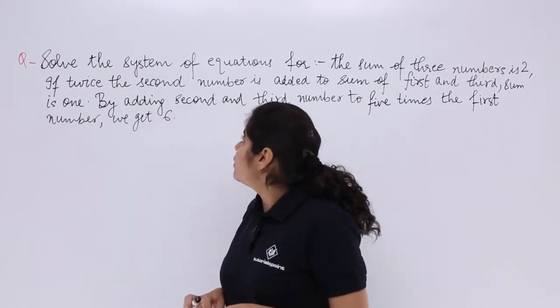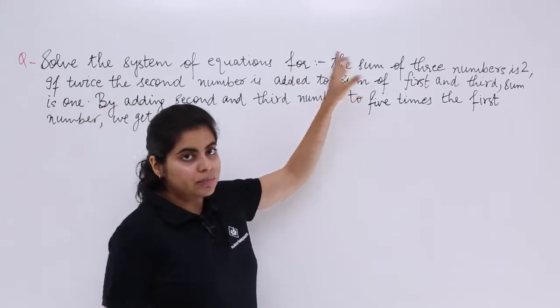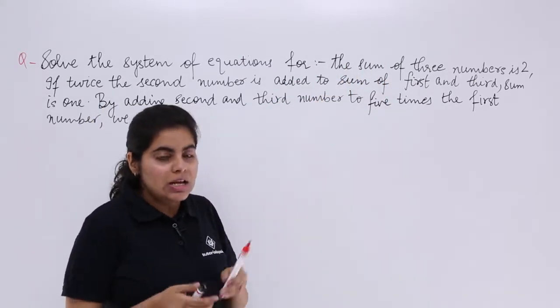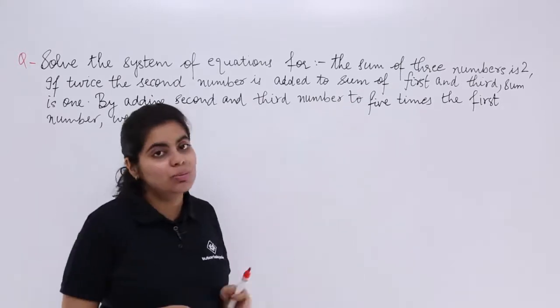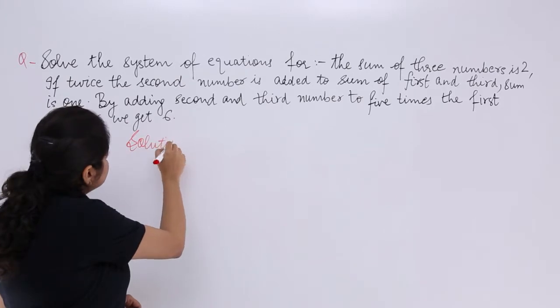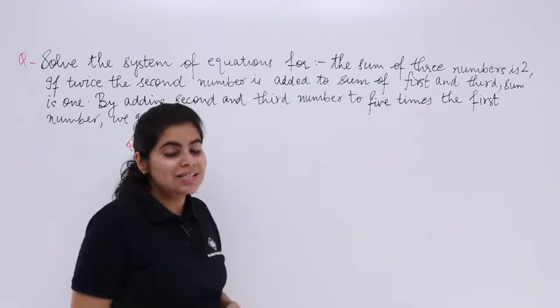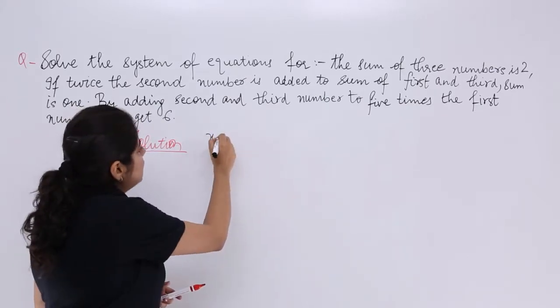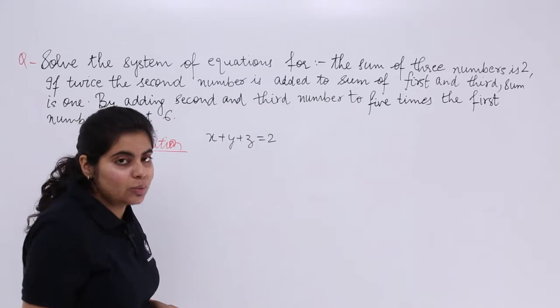I have solved the system of equations for this whole problem. Now what we will do is, we will form equations through this numerical problem. Let's write the heading as solution. It becomes something like the sum of three numbers is 2. So that means if we have three numbers x, y, z, their sum is 2. This is the first equation.